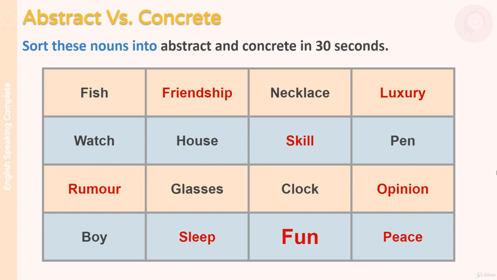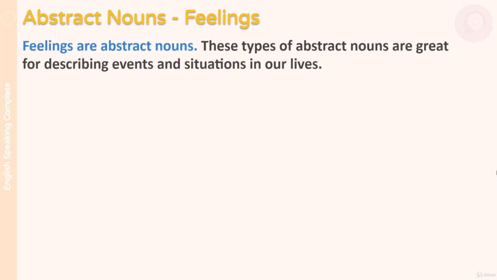Because of course being able to share our feelings in conversation will really help us to express our ideas as well as express our ideas in a foreign language. So let's take a look at a few examples of abstract nouns of feelings. So these types of abstract nouns are really great for describing events and situations, both in the past and the present, within our lives. Today we're going to focus on 5 really interesting abstract nouns of feelings. And I'm going to give you some examples that you can then take a look at and try and use these pieces of vocabulary within your own speaking too.